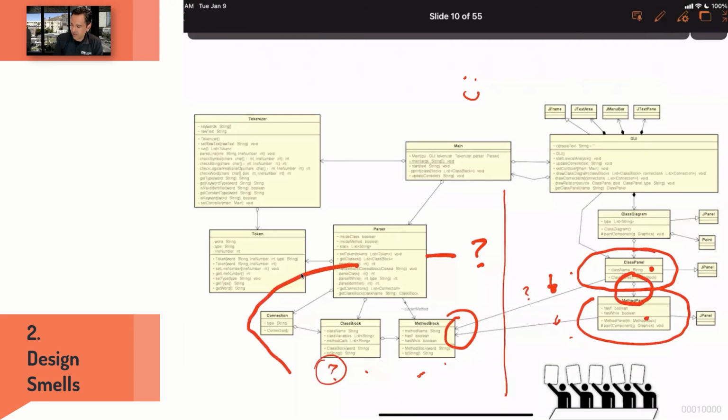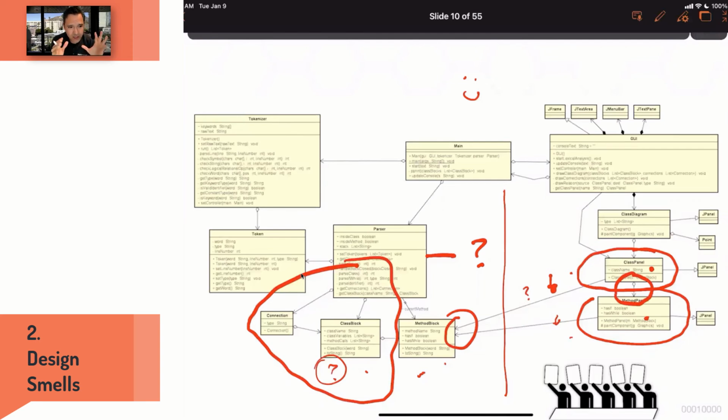What do you think about this connection here? Parser is the owner of connection, which is the owner of classes, but also parser is the owner of classes. It's a loop, remember? Loops are something that you always want to review. I have a loop here. Moreover, I have a loop with diamonds. Do I really need that?